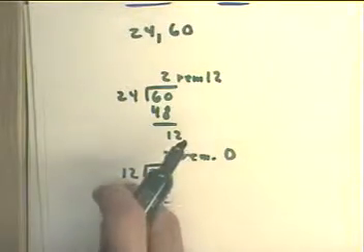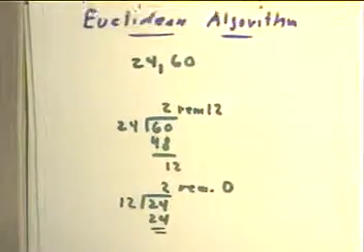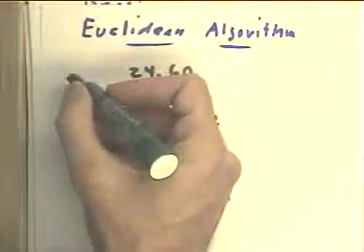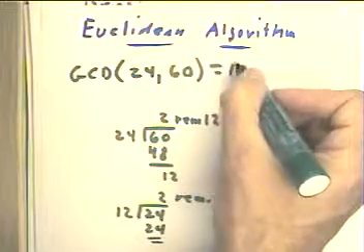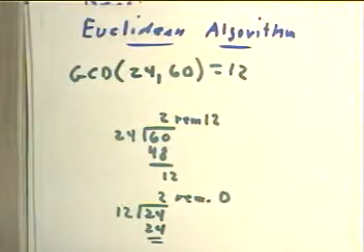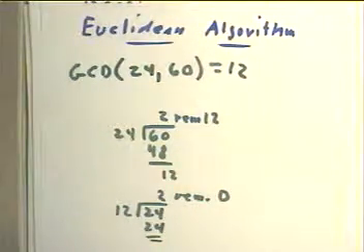Okay, 12 is the number we end up with, and it turns out that 12 is the greatest common divisor of 24 and 60, as you can easily verify.